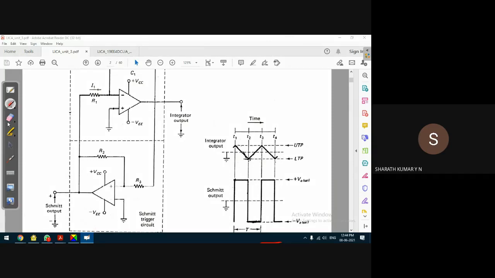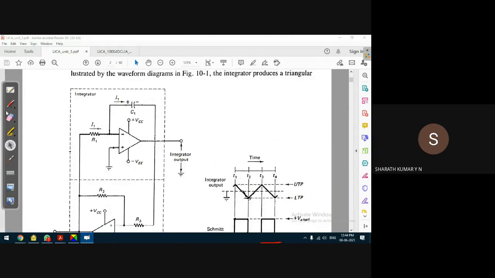Why is it generating a triangular waveform? Because of the resistance and the capacitor at the feedback. How does the circuit work? The output of the Schmitt trigger will charge the capacitor. What is the output of the Schmitt trigger? It is a square pulse. So this capacitor is charged to the input voltage.